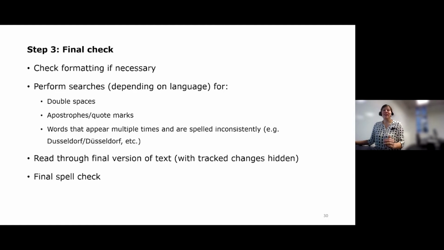Finally, read through the final version of the text again with the track changes hidden to spot any final issues. And at the end, always run an automated spell check. It might not catch everything, but there is absolutely no excuse for any mistakes a client ends up discovering when they perform a spell check themselves.